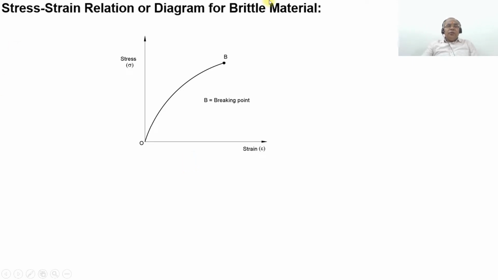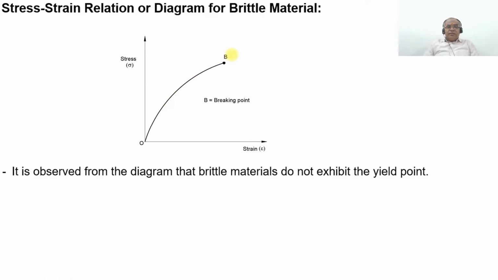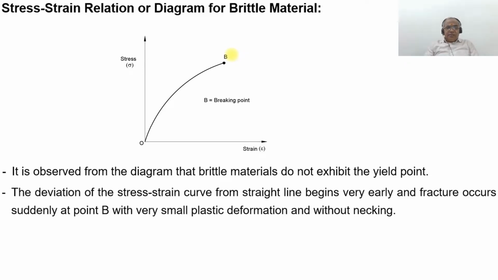Now, in this video, we are going to take up the discussion on stress-strain relation for the brittle material and other materials. To do this, first we have a graph of stress to strain, wherein you will not find anything else directly. It starts from the origin and it goes to the break point. So it is observed from the diagram that the brittle material does not exhibit any yield point. That is the major criterion.